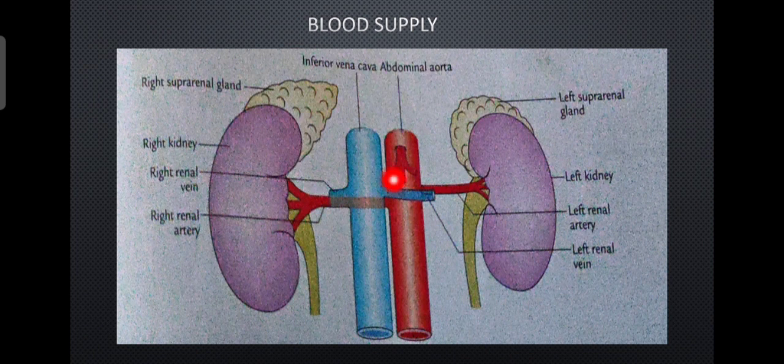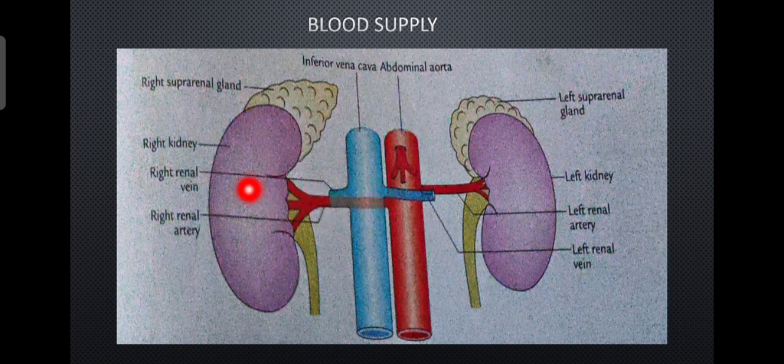Then see here, the inferior vena cava lies anterior to and to the right of the abdominal aorta. Because of its anterior arrangement, its vein passes anterior to the renal artery.